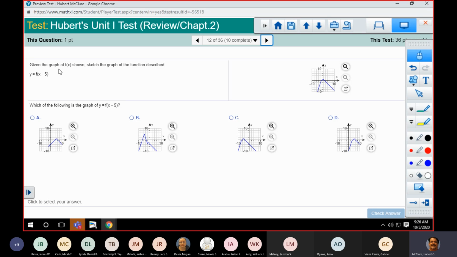Given the graph of f of x, sketch the graph below. So here's the function. Which one has a horizontal shift of 5 to the right? It's got to look just like this. Well, this one doesn't look like it. This one doesn't look like it. This one and this one look like it. So it looks like D. Good job.